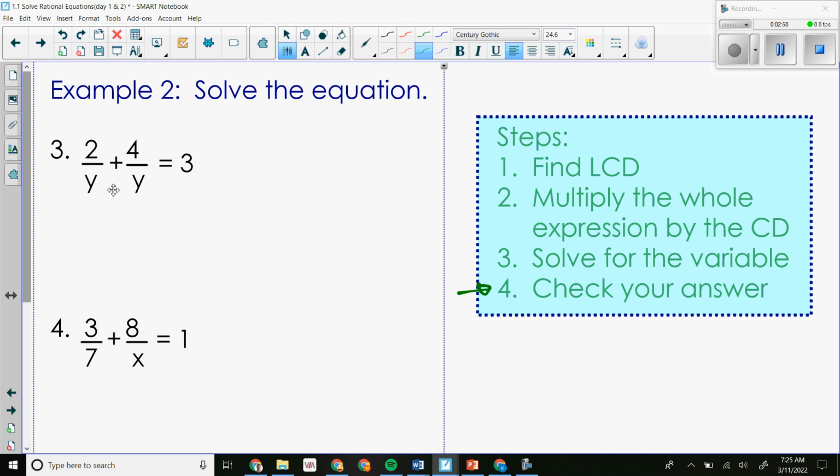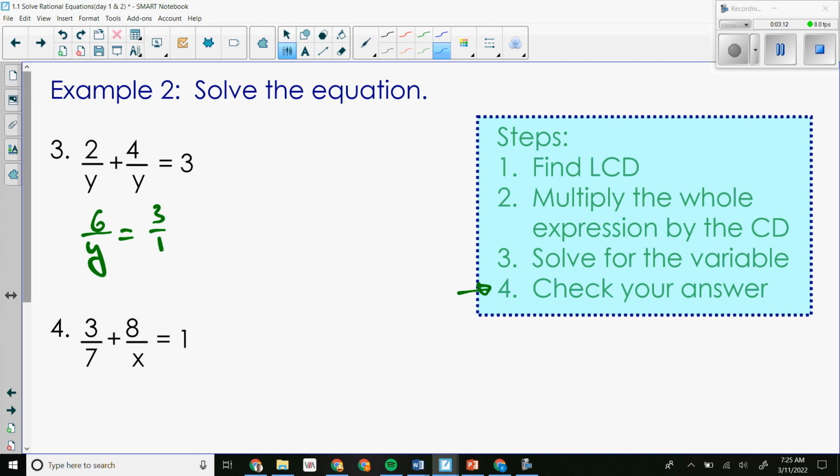Okay, so if I look at number 3, this says 2 over y plus 4 over y equals 3. So right away I can make this 6 over y, those are the common denominator, equals 3. And you could say this is like 3 over 1. So to get a common denominator, or least common denominator, I need to multiply by y. All right, I would multiply this side by y over y to give me a common denominator of y.